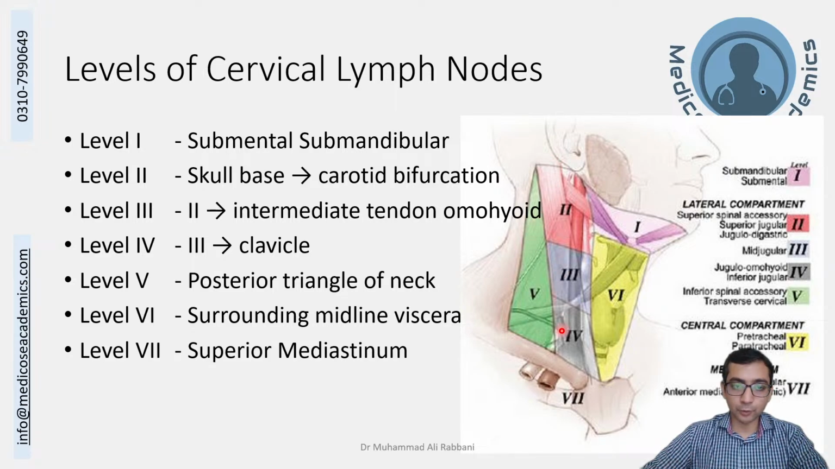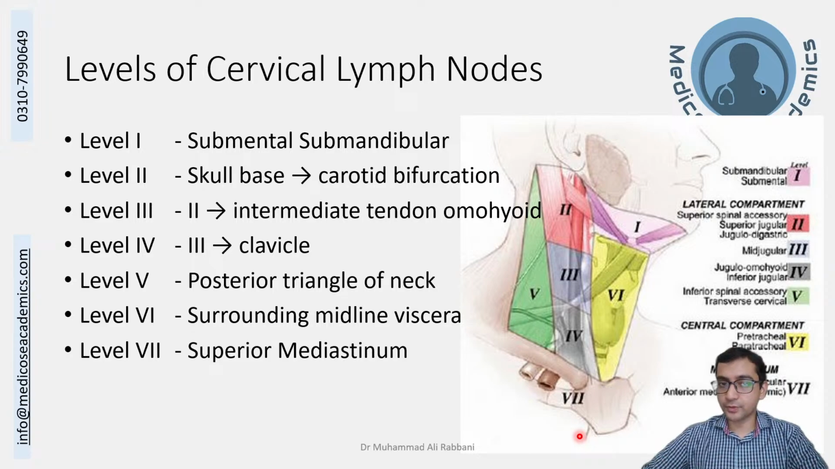The second level will be the deep group, from the base of the skull to the carotid bifurcation. From the carotid bifurcation to the omohyoid intermediate tendon will be level 3. From the omohyoid tendon to the root of the neck, the clavicle, will be level 4. The posterior triangle of the neck will be included in level 5. Then we are left with the midline, pretracheal and prelaryngeal nodes, all of those in the midline, which are level 6. And the ones present right here in the superior mediastinum will be level 7.